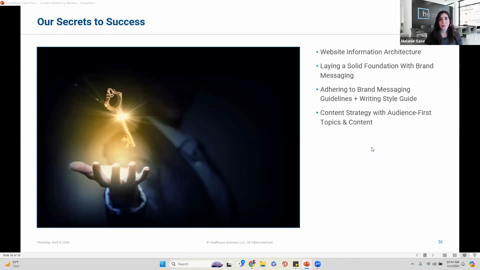When it comes to the information, how it's presented, how it's organized, you're laying a solid foundation. By the way, if you do have a good SEO, they can restructure it for you. That's their specialty, to essentially restructure your navigation and restructure the website. Laying a solid foundation with brand messaging.